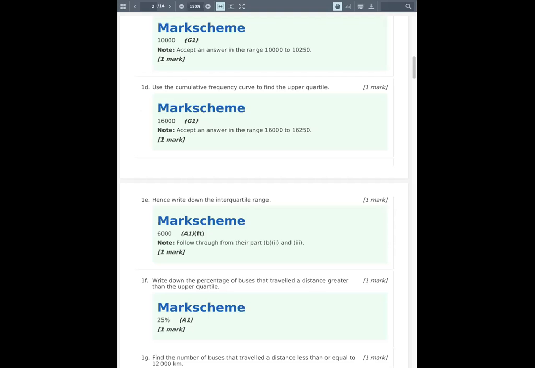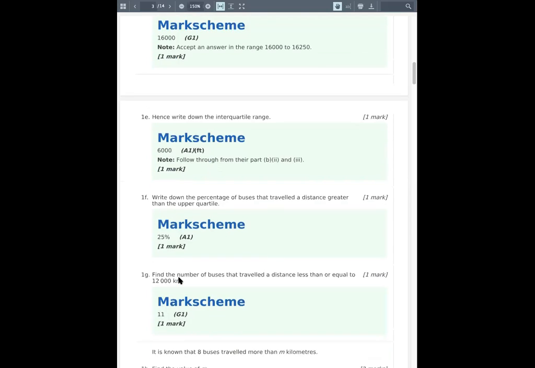Mm-hmm. But let's say, in another situation, they ask you to write down the percentage of buses that travel a distance greater than the lower quartile. Instead of it being 25%, it would be 75%, because in this case, you would take 100 minus 25%, which is the lower quartile. Does that make sense? Mm-hmm, yeah. Okay, great. And then 1G.